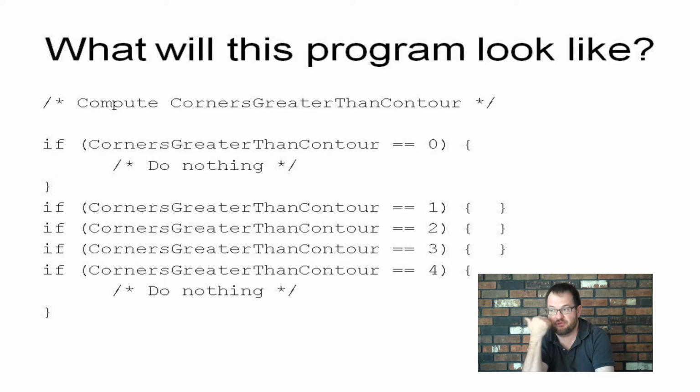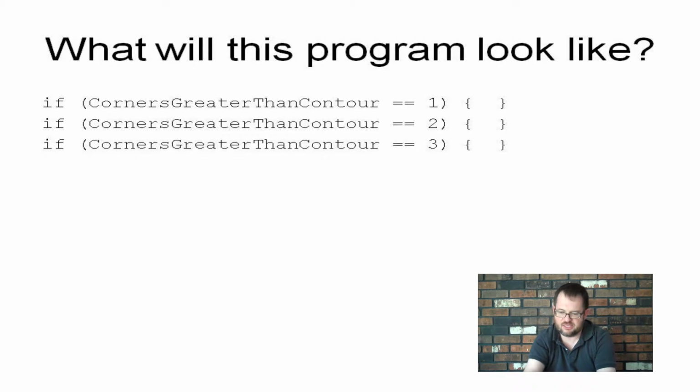What's going to happen? Well, you're going to have to count how many corners at that location are greater than the contour line. If corners greater than contour is equal to 0, something's going to happen. If corners greater than contour is equal to 1, something's going to happen. All the way up to if corners greater than contour is equal to 4, something's going to happen. Two of those possibilities are really easy. The big, fat nothing, right? So two of them we can just deal with. What about those other three? The situations where corners greater than contour is equal to 3, or 2, or 1.